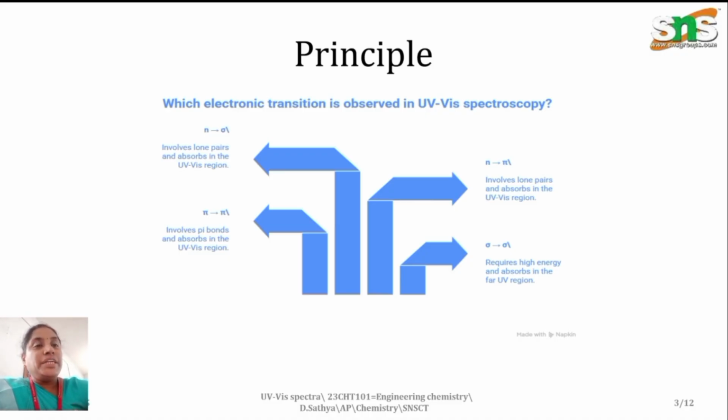And also n to pi star involves the same lone pair of electrons and absorbs in the UV visible region, and pi to pi star and sigma to sigma star. So the four transitions occur in the electronic transition, that means UV visible spectroscopy.